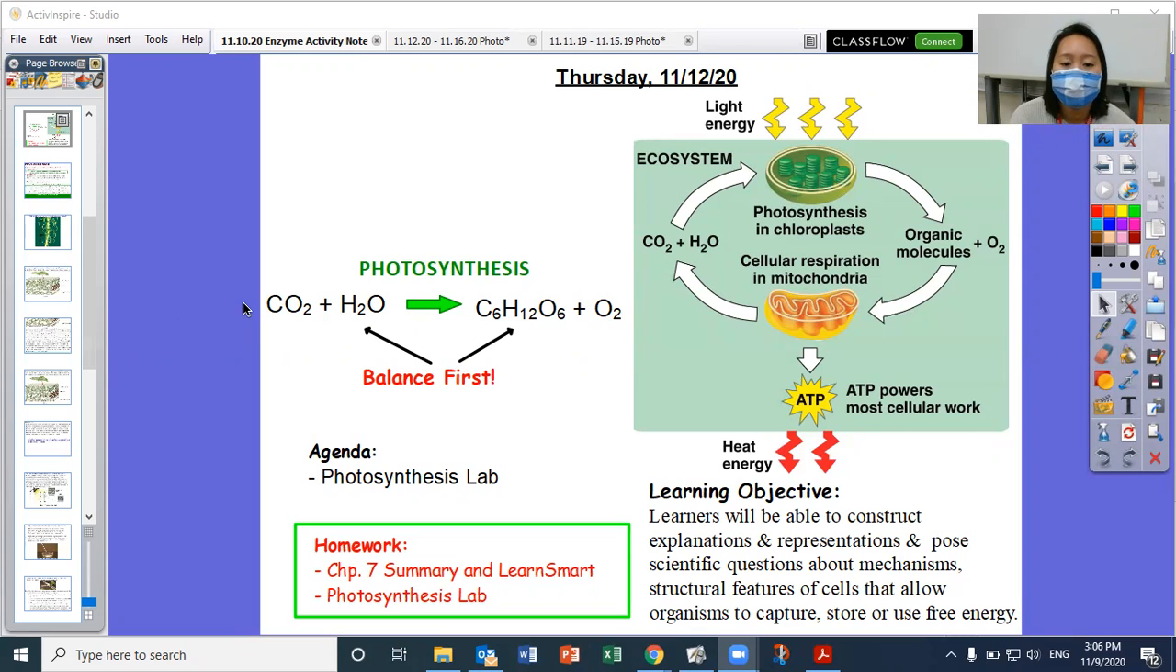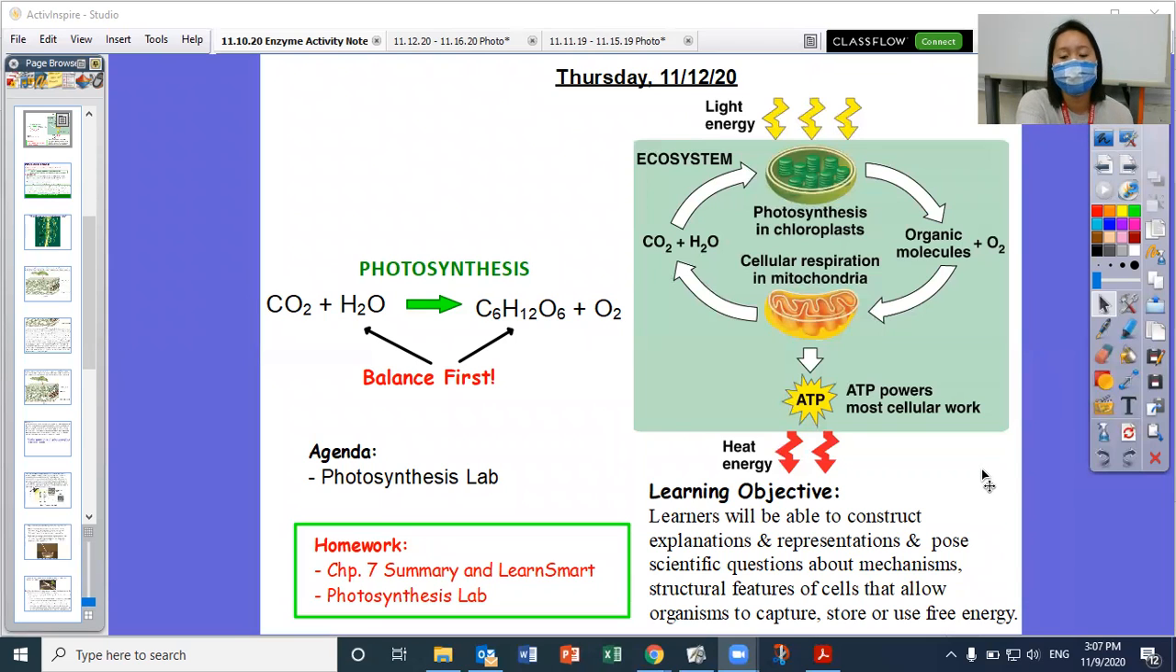So again, we're going to be going over the photosynthesis lab. I'll introduce it first, and then we're going to collect data. Then after you finish all this, you're going to be writing a report. Yes, you're writing a report this time. There are a couple paragraphs that you do have to write, and I will show them to you on the last page. And then afterwards, please do your Chapter 7 summary and Learn Smart. That is due on Sunday, just similar to how Chapter 6 was due last week, Sunday.